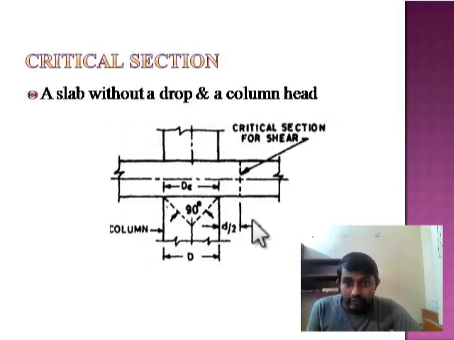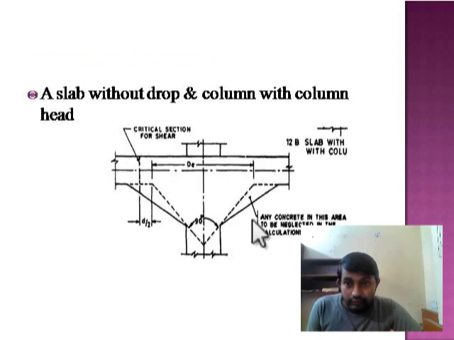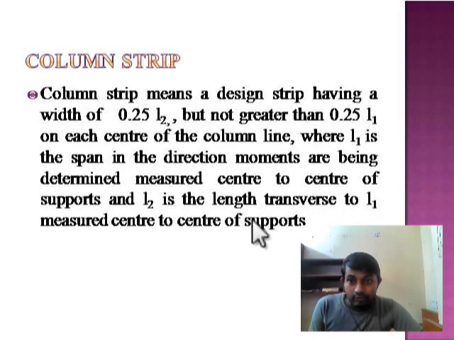Critical sections. First is the slab critical section, where the shear stress is acting. In the first, a slab without a drop and column head, d by 2 is the distance from the center of the support. Then a flat slab with drop and column with column head, which has a drop and a column head also. And the third one is a slab without drop and column with column head.